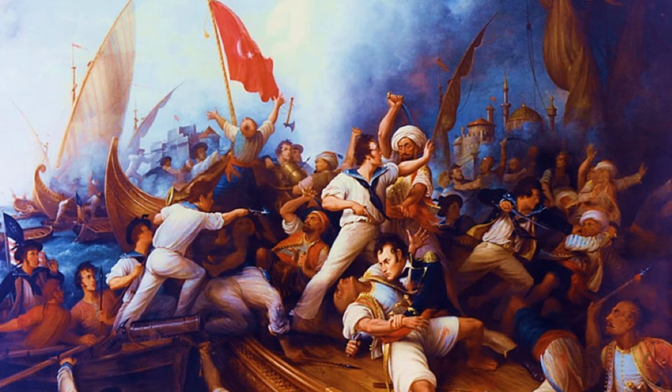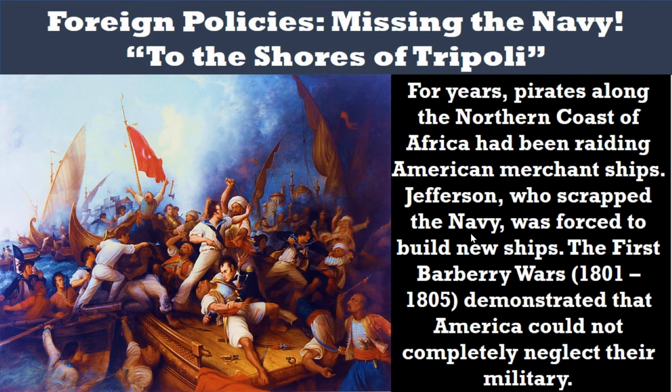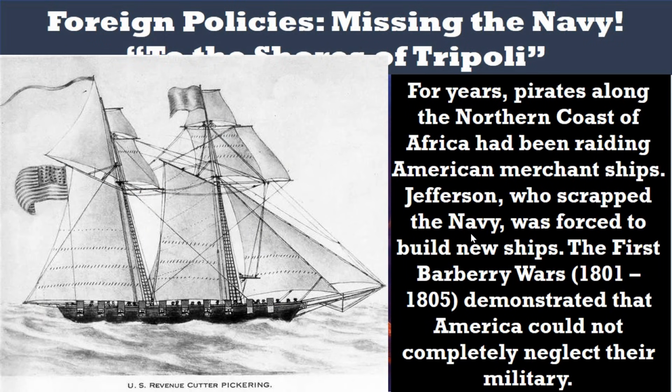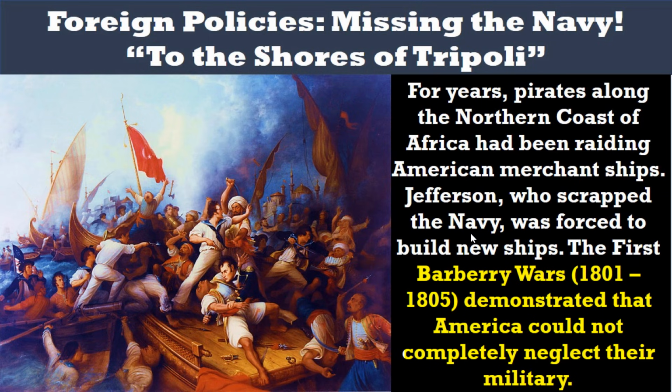For years, pirates along the northern coast of Africa had been raiding American merchant ships. Jefferson, who scrapped the Navy, was forced to build new ships. He wanted to destroy these pirates, but wasn't sure whether he had the constitutional power. He also had to rebuild ships to do so. The first Barbary Wars from 1801 to 1805 demonstrated that America could not completely neglect their military the way Jefferson wanted.